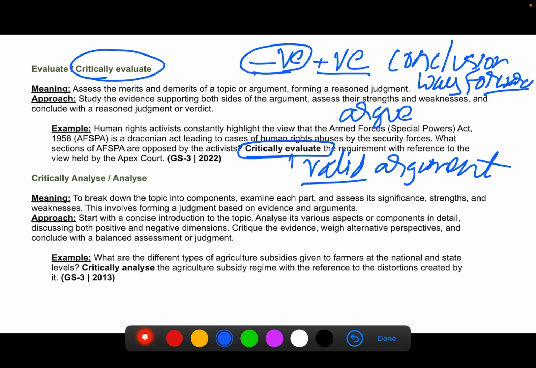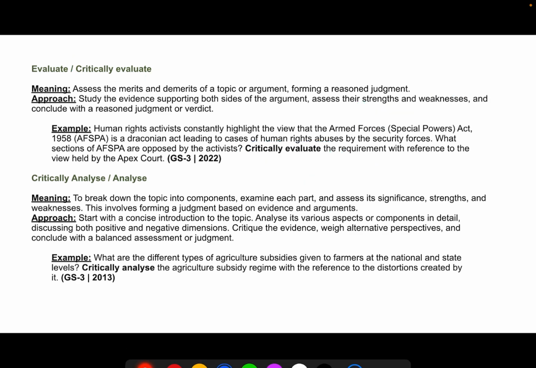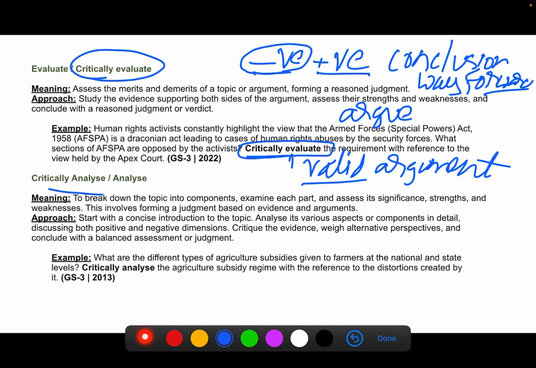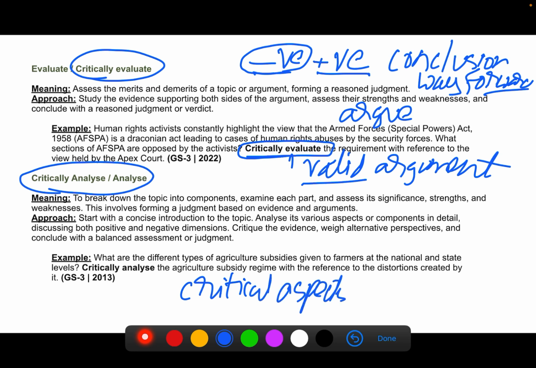These are some of the important directives which test our analytical and logical abilities: critically evaluate and critically analyze. This specifically focuses on breaking the question into individual topics and focusing on critical aspects of each topic. Every topic has to be addressed critically in its own right.